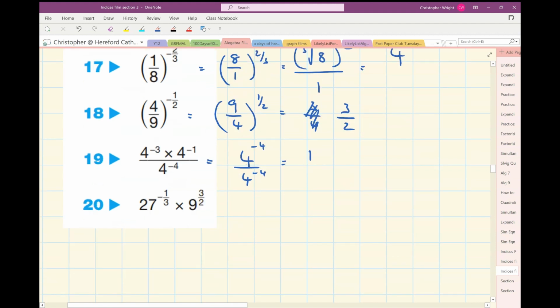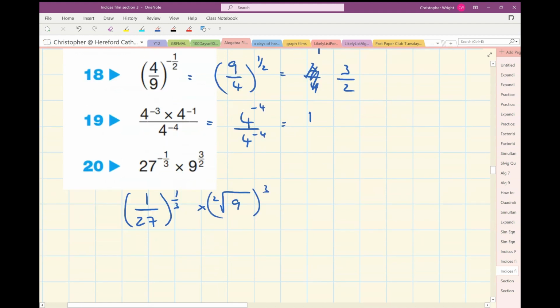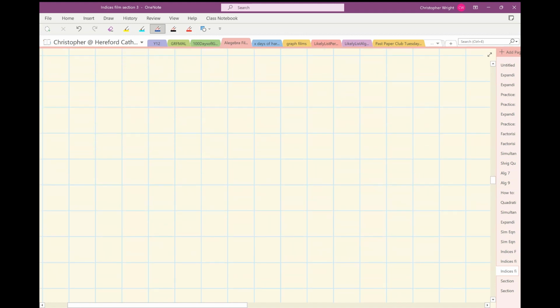Right, let's have a look. We've got 27 to the power of minus a third. So that's going to be 1 over 27 to the power of a third times the square root of 9 cubed. So that is going to be 1 over the cube root of 27 is 3 times 3 cubed, which is a third of 27, which is 9. Okay, right, let's see what's coming next.